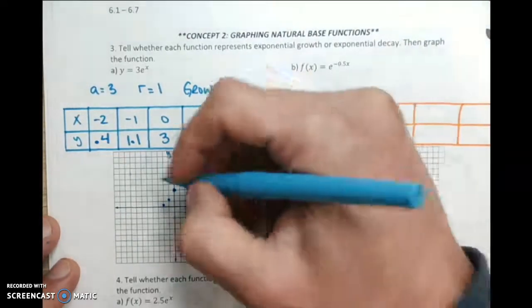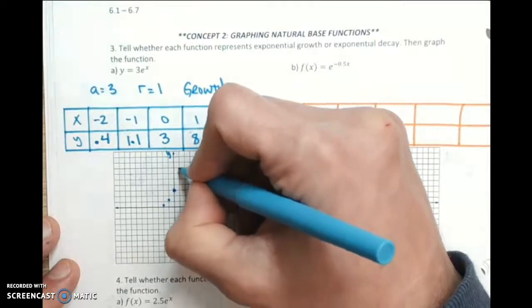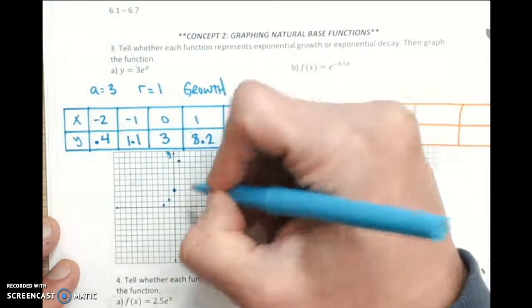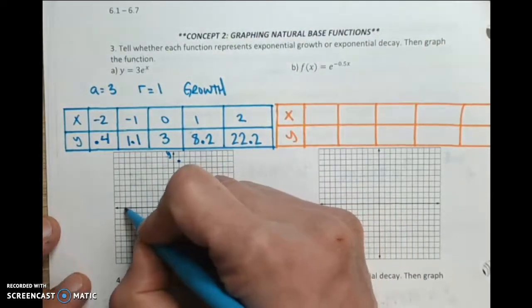Then I have 1, 8.2. So 1 to the right, up 1, 2, 3, 4, 5, 6, 7, 8.2. And then 2, 22.2 is off the graph. So it comes like this.